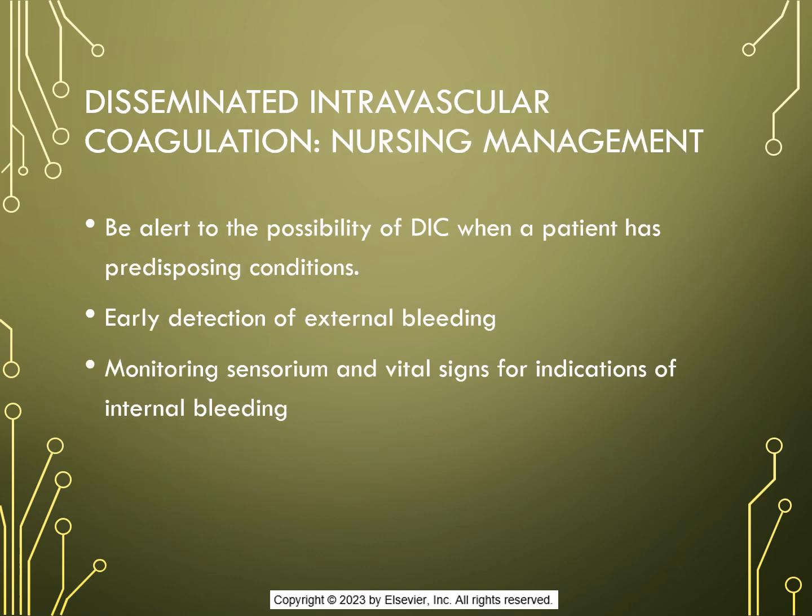Treatment consists of correcting the underlying problem. Packed red blood cells can be given to support circulation and perfusion. Fresh frozen plasma may be given to replace clotting factors if significant bleeding is present, and platelets can be transfused if the platelet level is below 10,000.